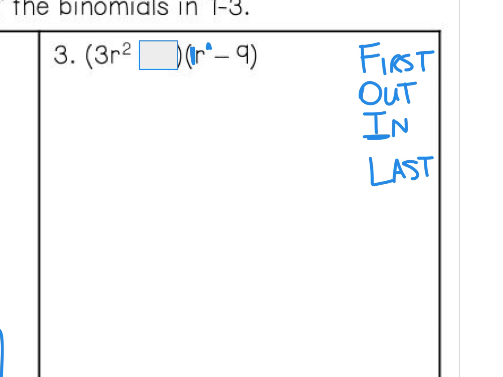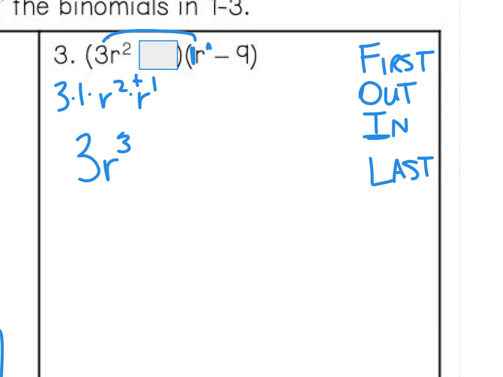So we're going to say 3r squared times 1r to the first. Well, think of, and you don't have to write this step, I just want you to see what's happening. So what we're doing is 3 times 1 times r squared times r to the first, right? So when you multiply your regular numbers, 3 times 1 is 3. How many r's do we have? 3. We have 3. 2 plus 1 is 3, just like in our last unit.